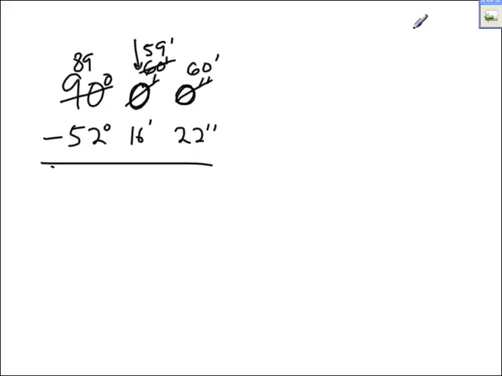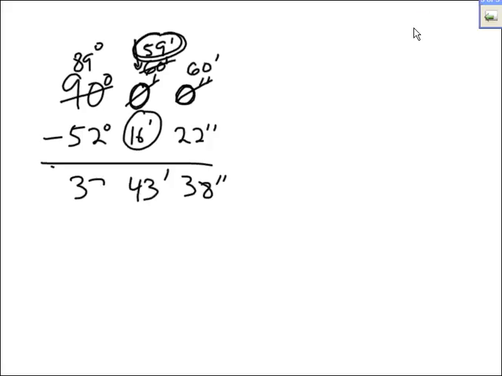60 minus 22 is 38. 59, 38 seconds. 59 minutes minus 16 minutes is 43 minutes. And 89 degrees minus 52 degrees is 37 degrees. And we got the same answer as a moment ago. But you have to know how to borrow.